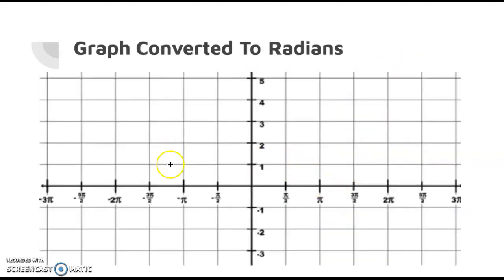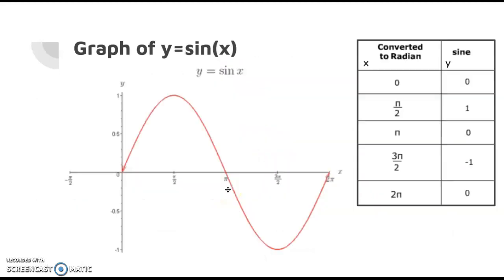So this graph is a trig graph with the x-axis converted into radians, and the y-axis is still whole numbers, which is your sine. So this is the graph with the x and y graphed correctly: 0, 0; pi over 2, 1; pi, 0; 3 pi over 2, -1; and 2 pi, 0.